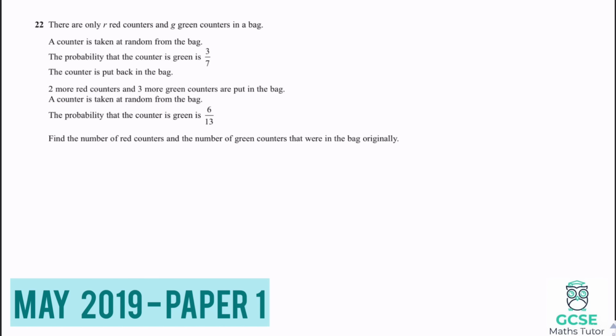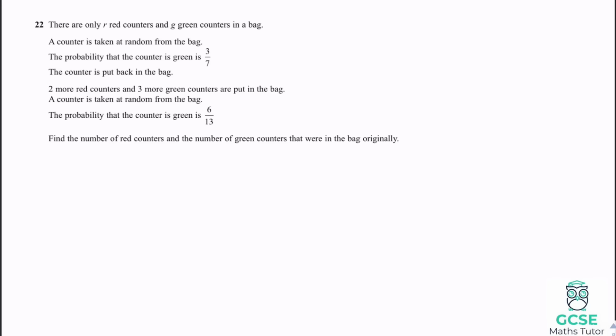Okay, so this probability equations question. Now you might think when you first saw it that you had to create a tree here, but actually this can be done without a tree, and it doesn't actually lend itself very nicely to creating a tree. But it says the probability that a counter is green is 3/7, and that means the probability that it's red will be 4/7. Just thinking about that right from the start.